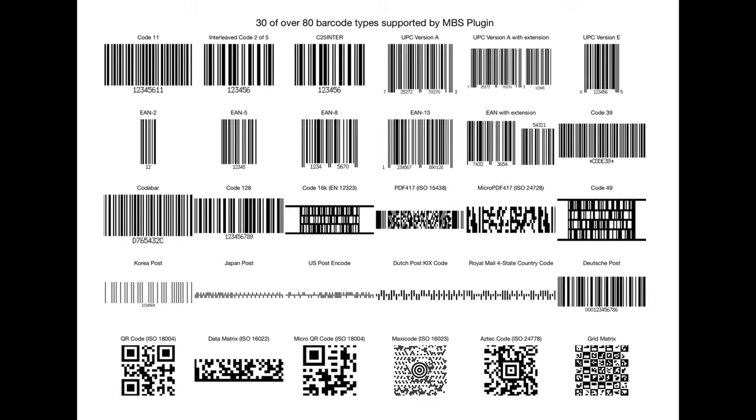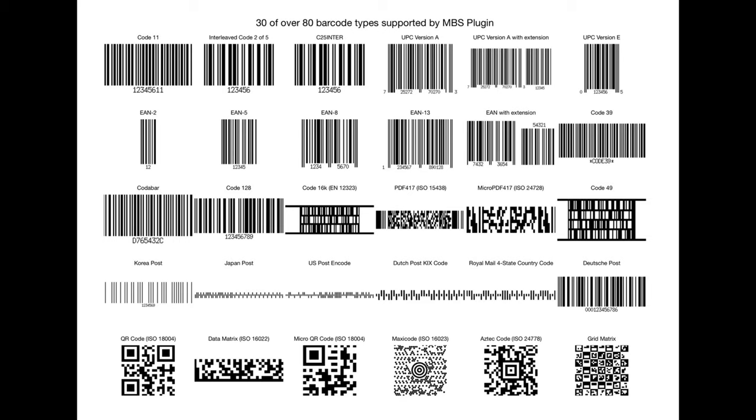We also can detect a couple of barcodes. So if you get a scan where there is a QR code on the edge of the paper, you can crop this area and then have the plugin detect the QR code for you.